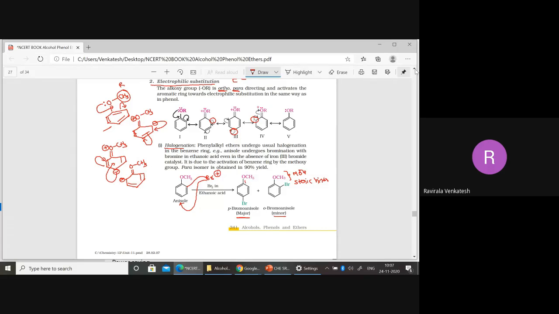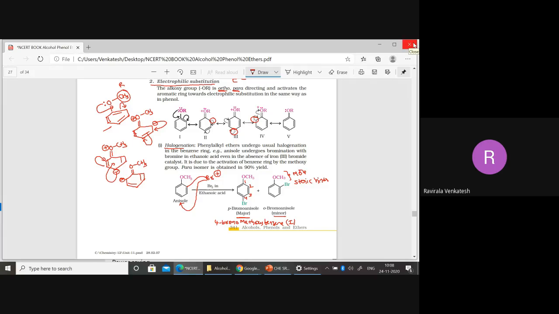Otherwise, numbering 1, 2, 3, 4: 4-bromo methoxybenzene. This is the IUPAC name. Otherwise, we can call it para bromoanisole. This one is ortho bromoanisole or 2-bromo methoxybenzene. So this is halogenation. In this way, we have to remember.